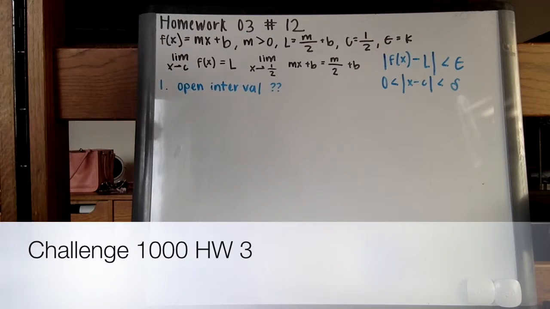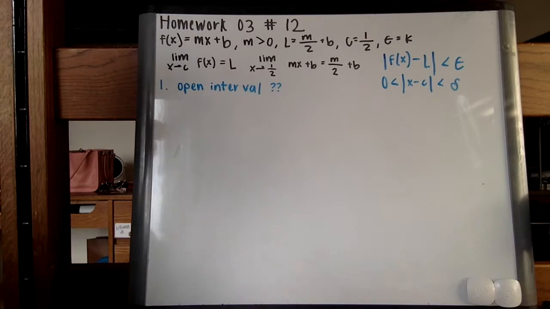The first question we are going over is homework 03, number 12, and it tells us that our f of x is mx plus b, where m is greater than 0. Our L is equal to m over 2 plus b, our c is 1/2, and epsilon is equal to k.